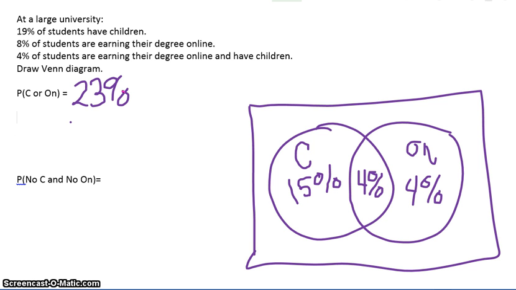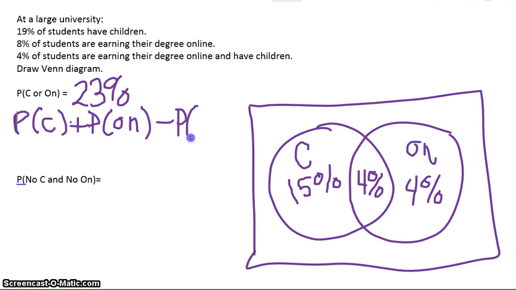We could have also used the probability addition rule. The probability of C plus the probability of earning the degree online minus the probability of our intersection, C and online. Ran out of space there a little bit. We could use the addition rule, but we don't necessarily have to here. We could simply add up the events that we see that are in our Venn diagram.